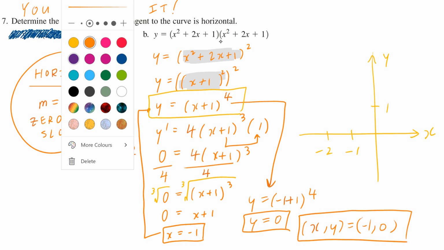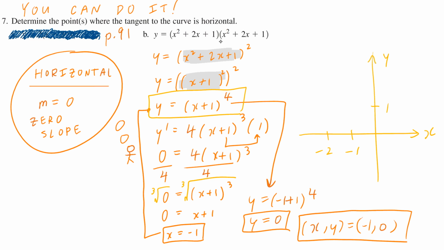So I go back. Let's use a different color here. My goal is to graph y equals x plus 1 to the power of 4. If I look at the x-intercept, that's going to be -1. I look at the y-intercept, that's going to be 1. So it's going to look, roughly speaking, something like this.